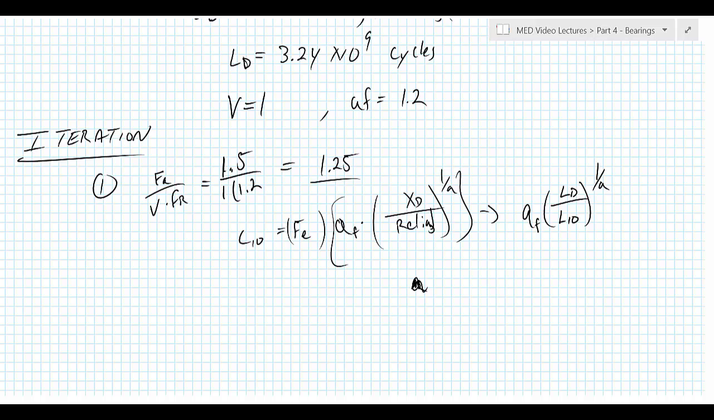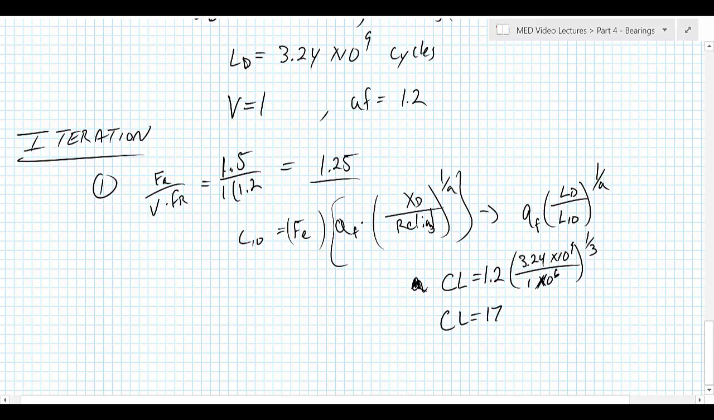Our constant life parameter, let's call it CL, just to have a name to give this thing, is 1.2 times 3.24 times 10 to the 9th cycles. And we can choose a particular manufacturer. Let's say this one has a rated cycle life of 1,000,000 cycles, and raise that to the 1 over 3. That is a constant life parameter of about 17.75. And that's just a factor that we'll be multiplying times our effective load to come up with what our catalog load needs to be.